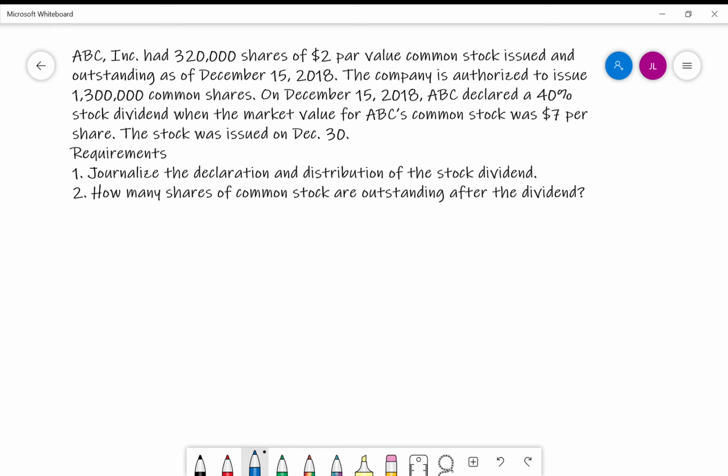Okay, looking at a large stock dividend here, and we have our ABC Incorporated at 320,000 shares of $2 par value common stock issued and outstanding as of December 15, 2018. The company is authorized to issue 1.3 million common shares, and on the same date they declare a 40% stock dividend when the market value was $7 per share.